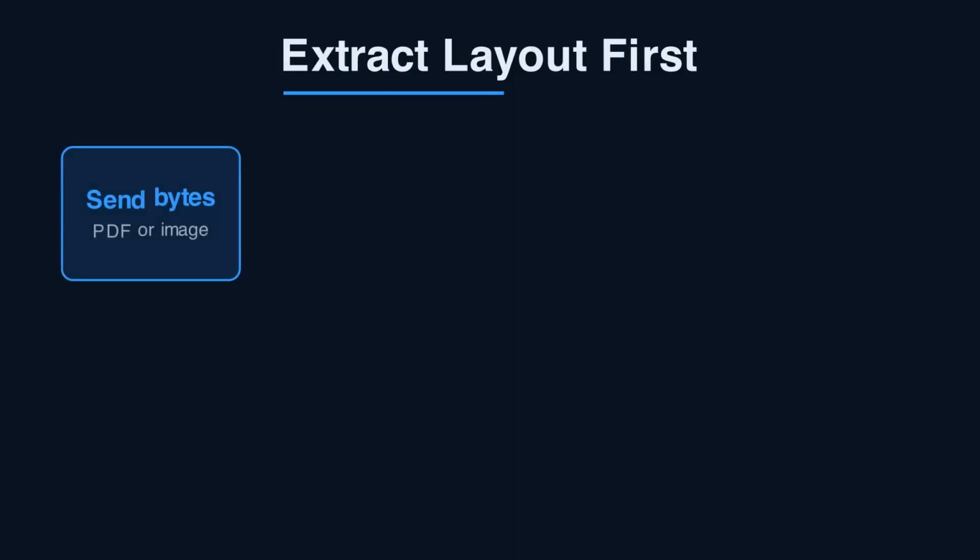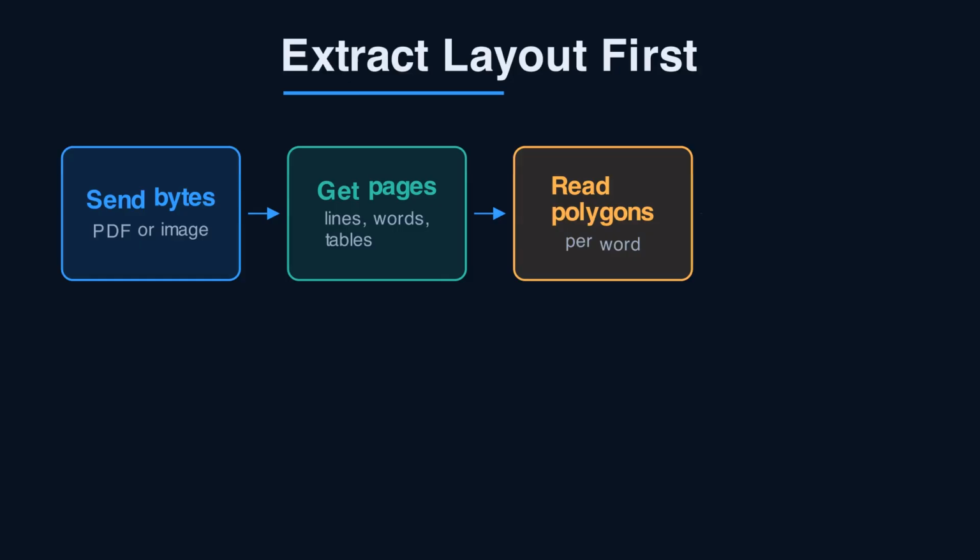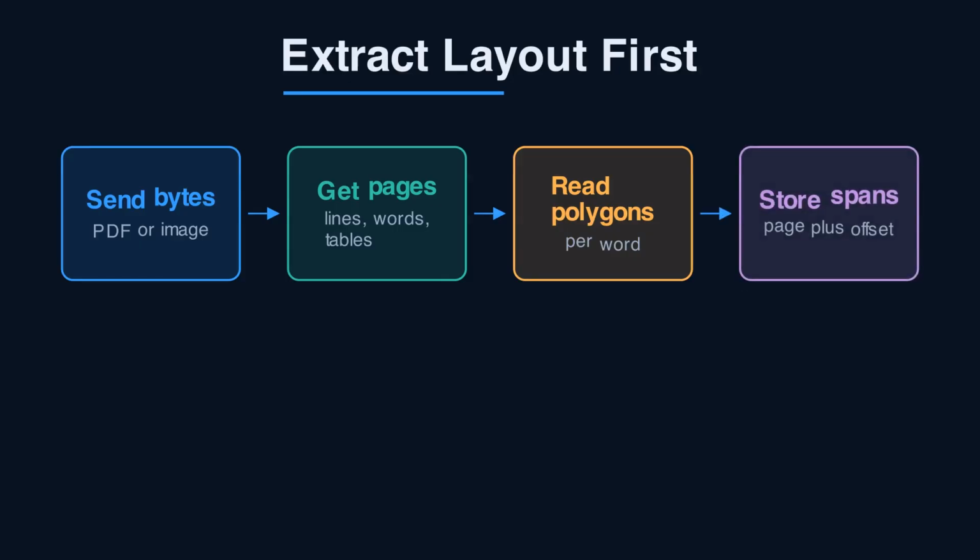Start with the pre-built layout model in Document Intelligence. Send the raw PDF or image bytes directly. You get back pages, lines, words, and tables. Each word carries a bounding polygon and a character span. Those polygons are normalized to inches, not pixels. Convert them using the page width and height. Keep the page number and unit for later. This layout is your coordinate ground truth. Do not skip tables. PII hides in cells.